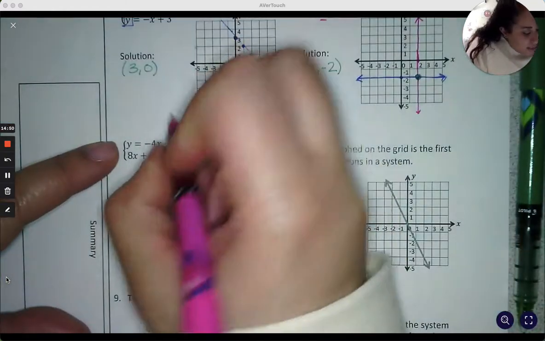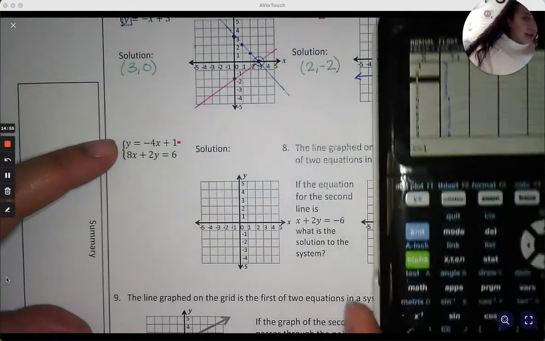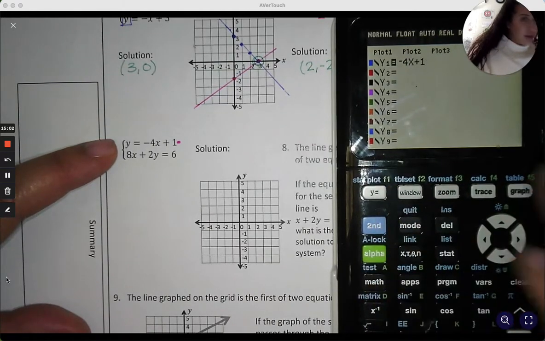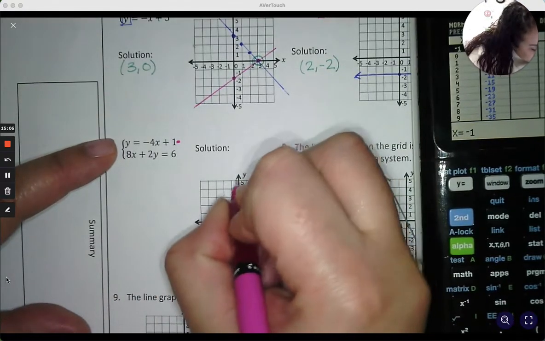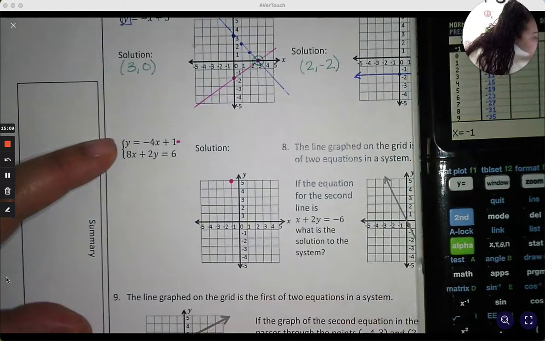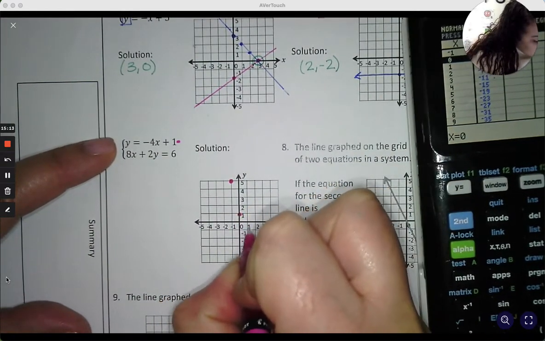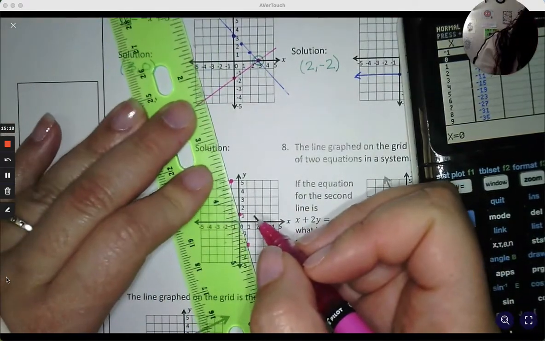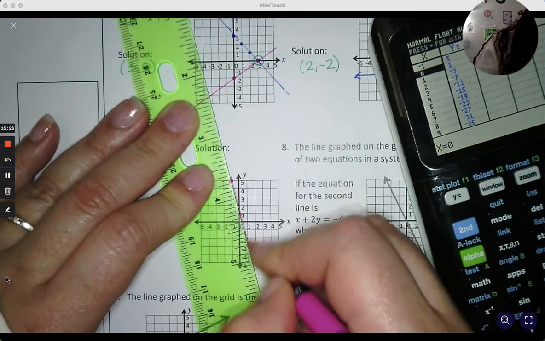So let's go ahead. My first equation, -4x plus 1. We're going to go back to our calculator. Negative 4x plus 1. And we're going to look at that table, go second graph. Negative 1 is positive 5. 0, 1, 1, negative 3. That's a really steep line there. Look at that. Holy Toledo.